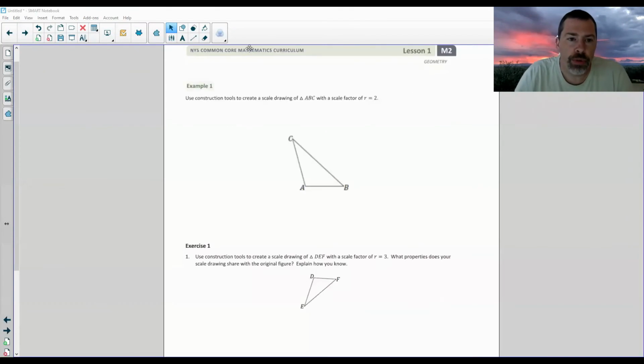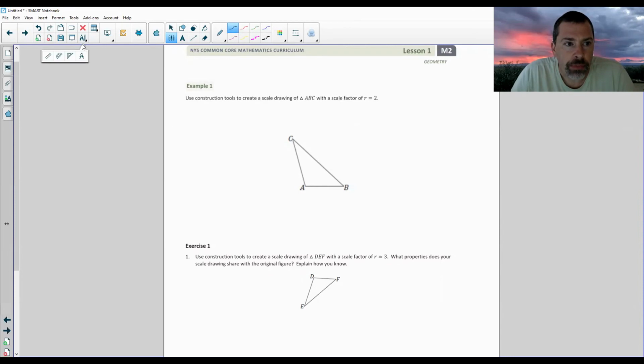Okay, page 2 brings us to example 1. So it says, use construction tools to create a scaled drawing of this triangle ABC with a scale factor of R equals 2. So what they mean is they want this triangle to be the original, and the triangle that we're going to create, the image of this triangle, is going to be twice the size of this triangle.